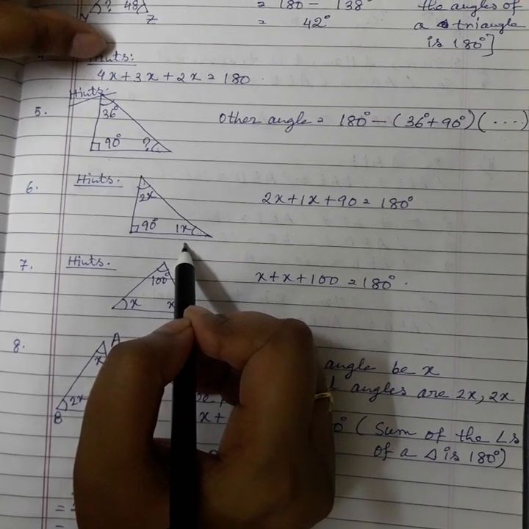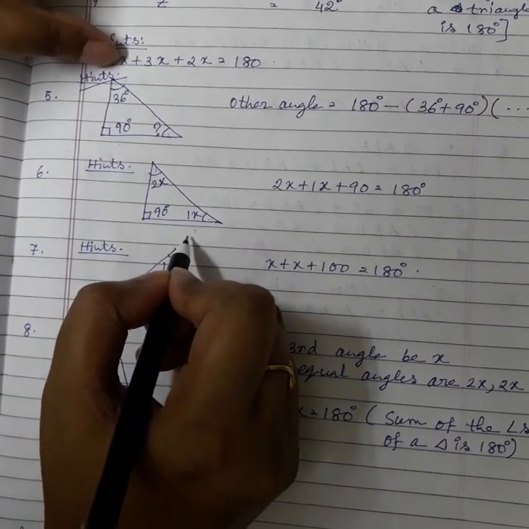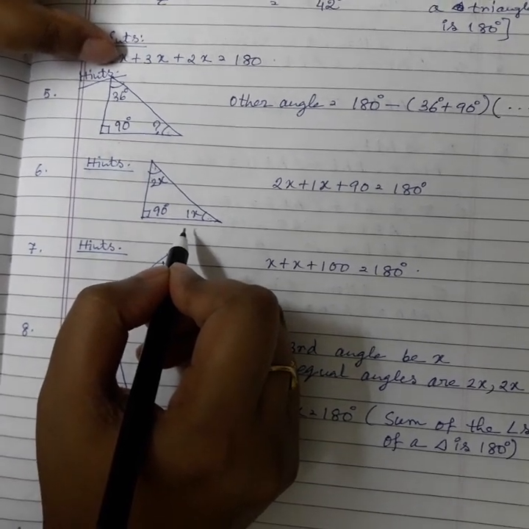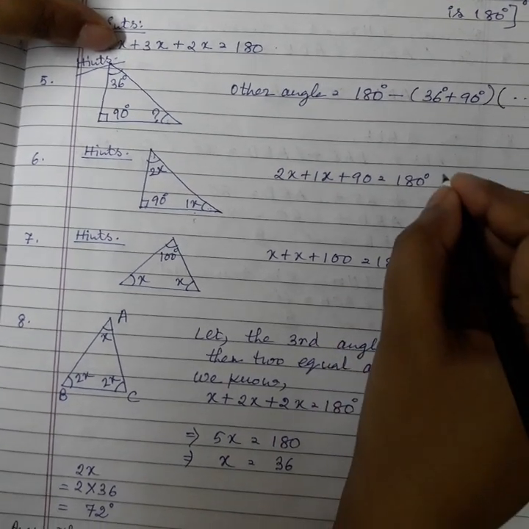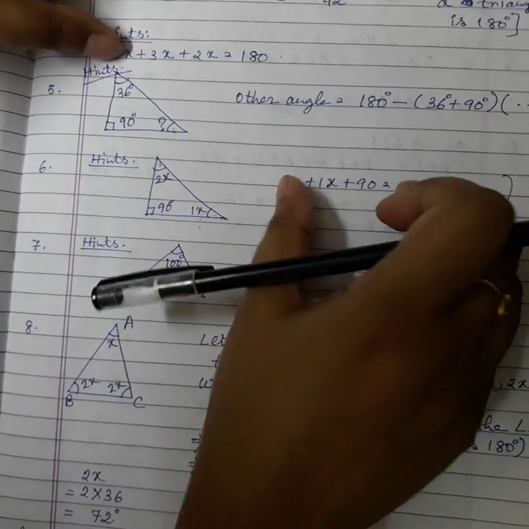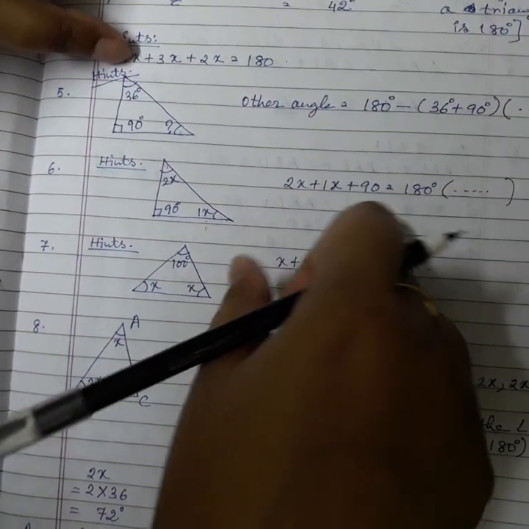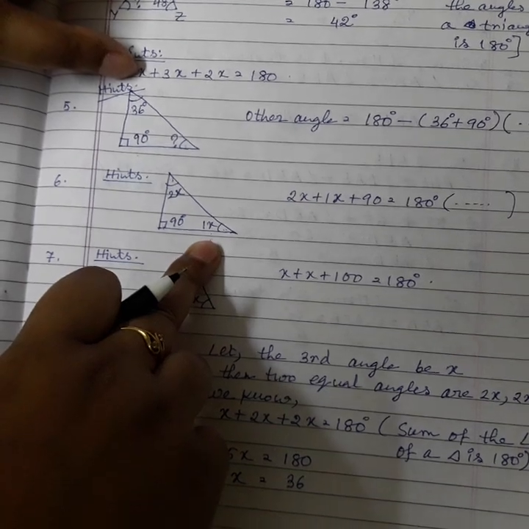Now we have to find the value of x, and then we have to find the value of 2x and 1x. That will be the answer. So how we will make the equation? 2x plus 1x plus 90 equal to 180. Again, the reason: sum of the angles of a triangle is 180 degree. You will find the value of x, and after getting x, you will put it in 2x and 1x. You will get the acute angles.